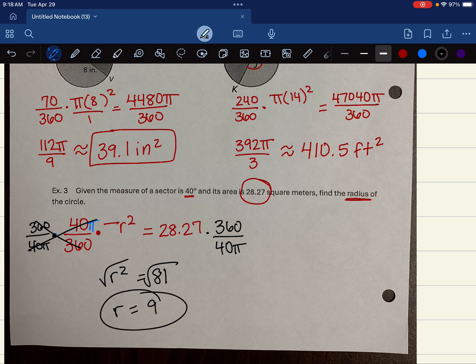Wait, how did you find 81? 28.27 times 360, and then divided by, and then in parentheses, 40 pi. Yes. Because remember, you guys, when I have this 28, you could put it over 1. So we multiply the top numbers, then divide by the bottom. We okay with that? Okay.